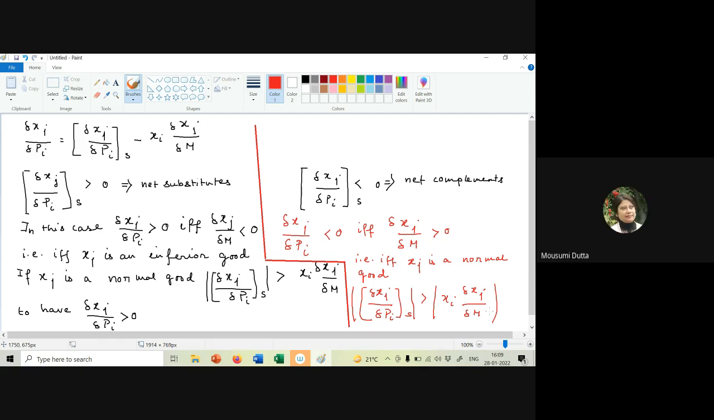So if xj is an inferior good, ∂xj/∂m is negative, so the entire thing is becoming positive. So if you want to make it negative, ∂xj/∂pi's modulus will be greater than the modulus of xi into ∂xj/∂m. Okay.